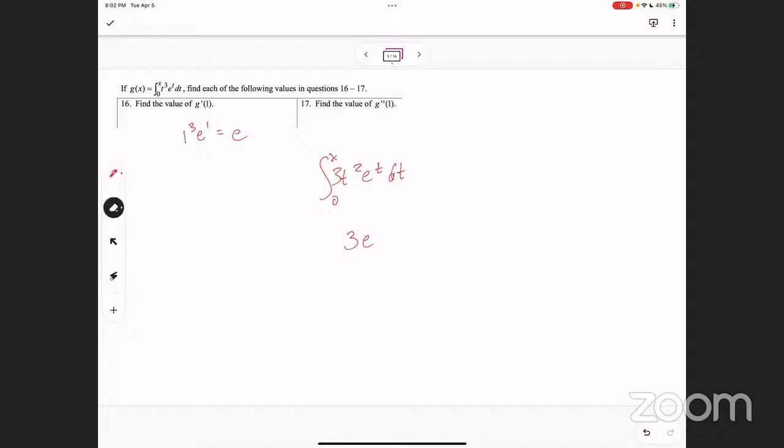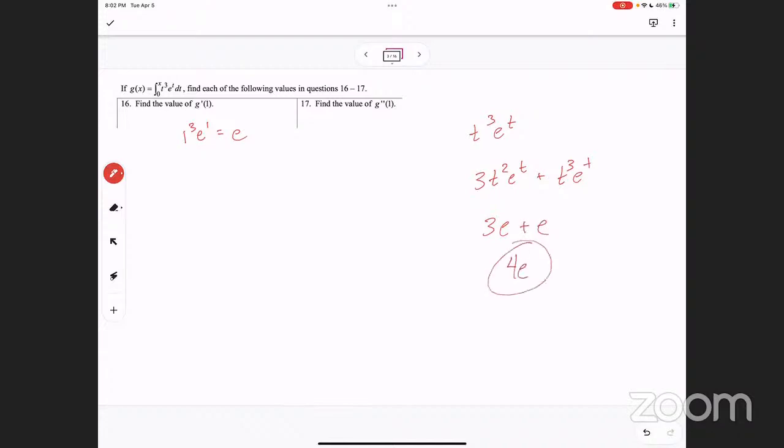Oh yeah, duh. I'm an idiot. That's not the derivative. I blanked on the product rule. If t cubed e to the t is your function, then the derivative is 3t squared e to the t plus t cubed e to the t. Now if you plug in 1, you're going to get 3e plus e, 4e. Yes, exactly. 4e is the answer. I think 4e is where you're getting it from.